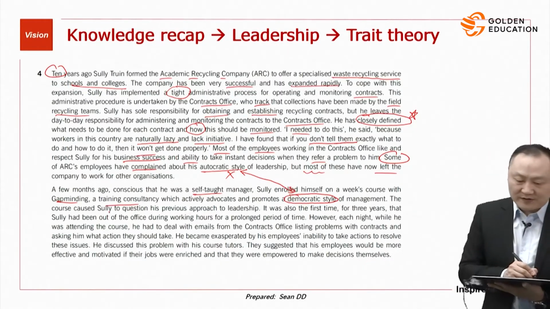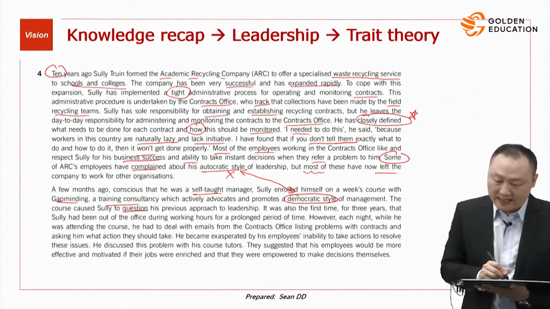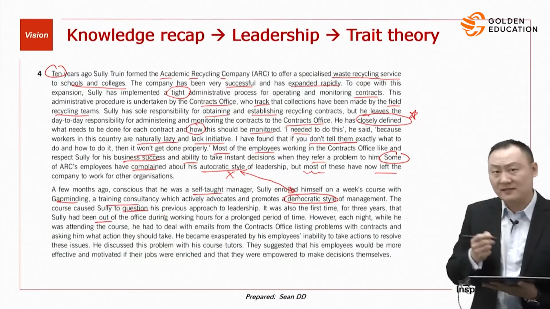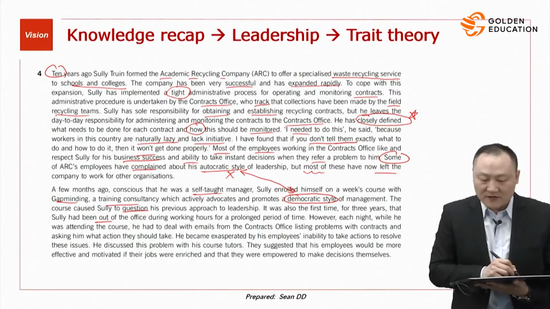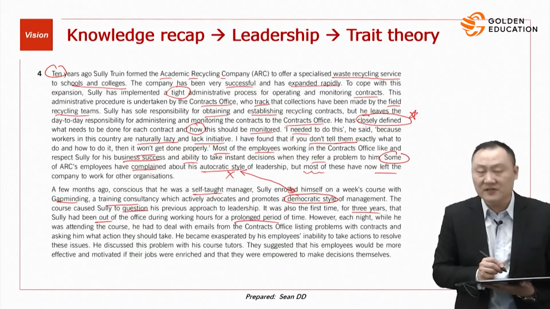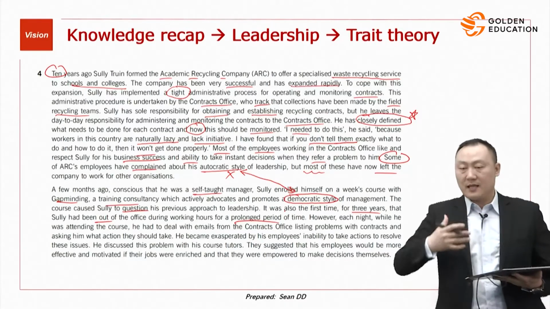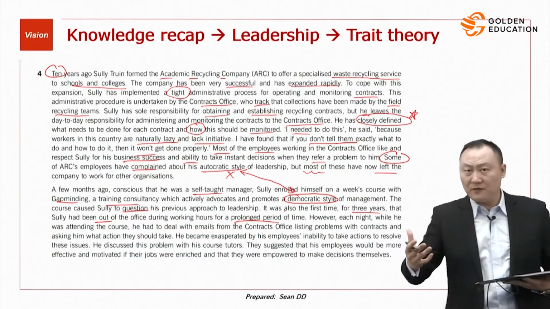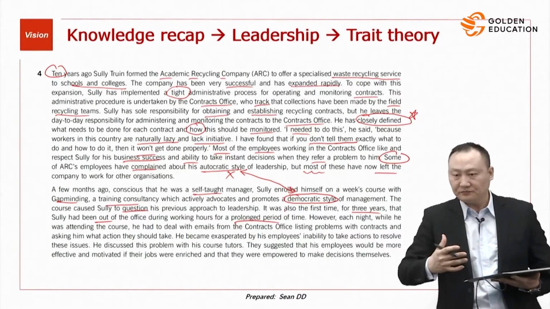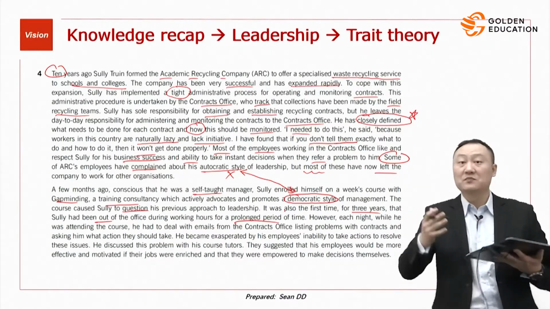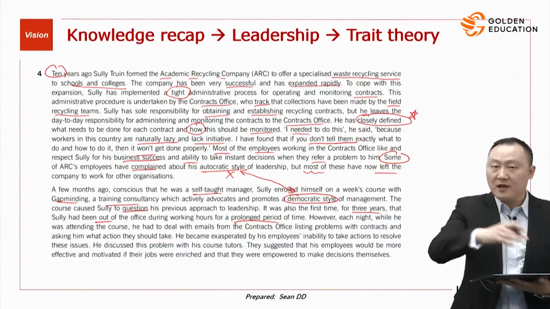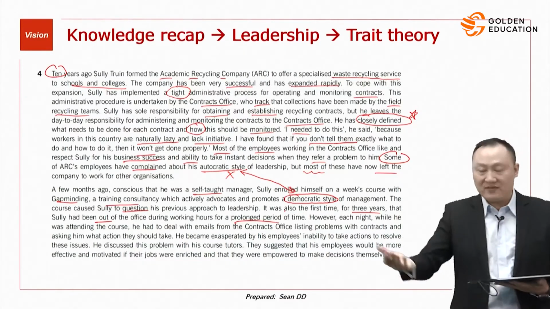So the course caused Sully to question his previous approach to leadership. It was also the first time in 3 years that Sully had been out of the office during working hours. What does that mean? That means it was the first time in 3 years he left the office during working hours for a prolonged period of time. That means he was totally tied up with his job. He was too focused on his job, so that he may not have had enough time to expand or diversify his business portfolio. Do you agree? Yes. So the previous style locked him up. Therefore, he needed to change the style to expand the business further.